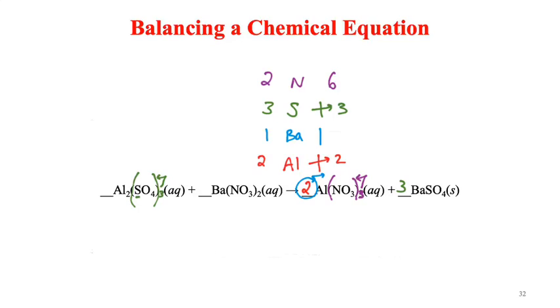So I need 6 nitrogens on the left. How can I make this 2 nitrogens into 6? I will change the coefficient to 3 what nitrates? Barium nitrates. It's okay. Okay. And now we have 6 nitrogens, right? So now what do we do?